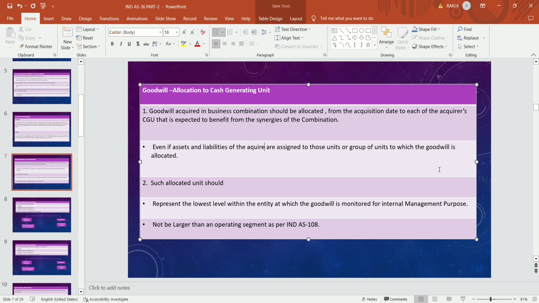As we know, we have studied segment reporting, how the company will report segments. There are different operating segments. So the allocation of the goodwill should be at the lowest level, and should not be larger than the operating segment. So the internal management should monitor it, and it will represent the lowest level within the entity at which the goodwill is monitored and not be larger than the operating segment as per Ind AS 108.